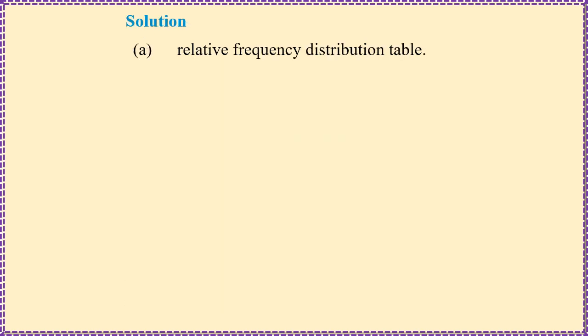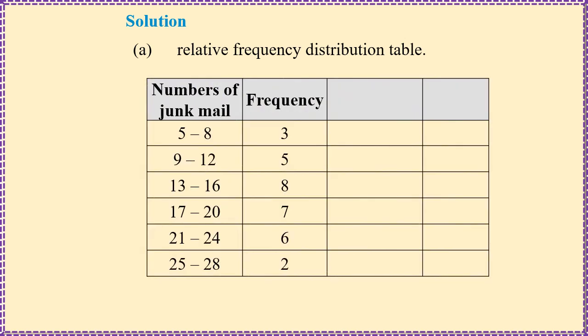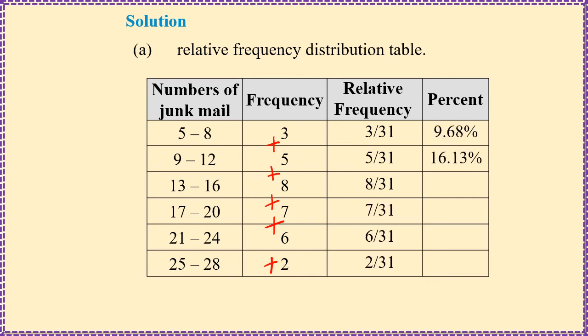So what we need for the cumulative relative frequency distribution table? We just have to add up the relative frequency and the percent. So for the relative, we just have to divide with the total frequency. What is the total frequency? Just add up the frequency here. So 3 plus 5 is 8, 8 plus 8 is 16, 16 plus 7 is 23, 23 plus 6 is 29, 29 plus 2 is 31. So just divide by 31. Everything will be divided by 31. And then the percent, we just have to multiply by 100.